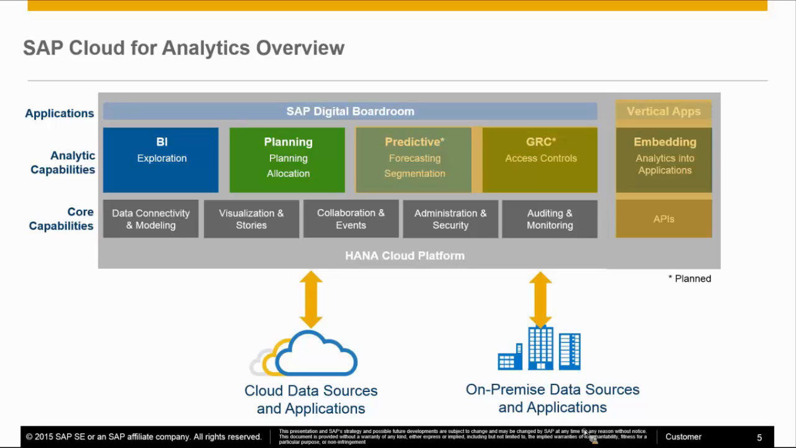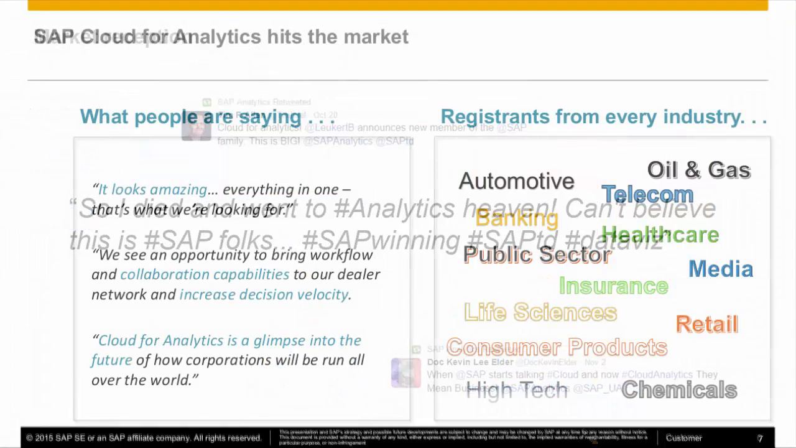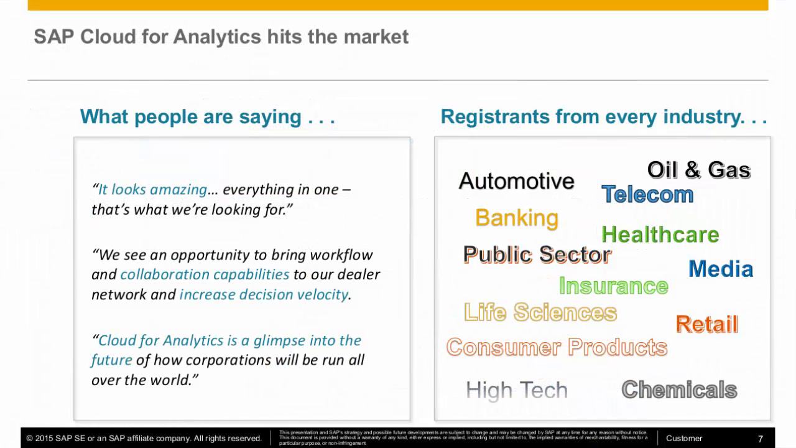And then we're working on predictive and GRC as we move into the next several quarters into next year, as well as vertical apps. These vertical apps are where we're embedding our Cloud for Analytics using public APIs that we'll be creating into both our brother and sister applications within SAP, as well as our partners, our VAR partners, our industry partners, our OEM partners, DISTI partners that are looking to take advantage of Cloud for Analytics in their applications.